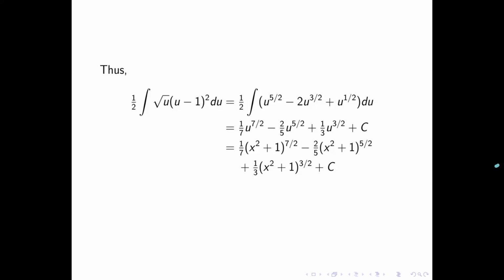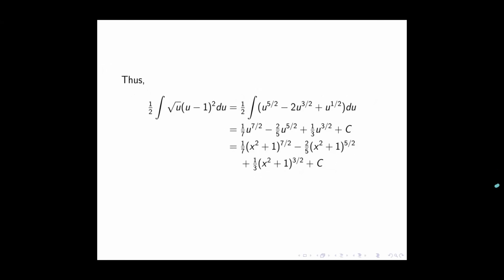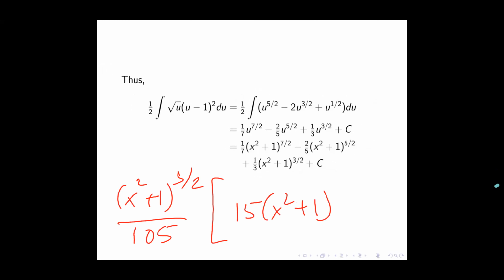Yes, I think you can also simplify. I don't know if it's simplify, but you can make a common denominator, factor out, and then you see that you can write this as x squared plus 1 to the power 3/2, and then you make a common denominator here, something like 105, and then inside you would get 15 times x squared plus 1 squared, and minus let's say 42 times x squared plus 1, and then plus 35 and plus c.